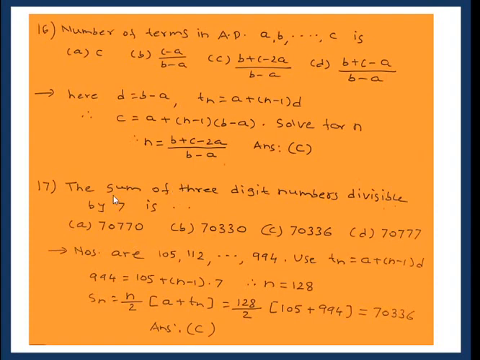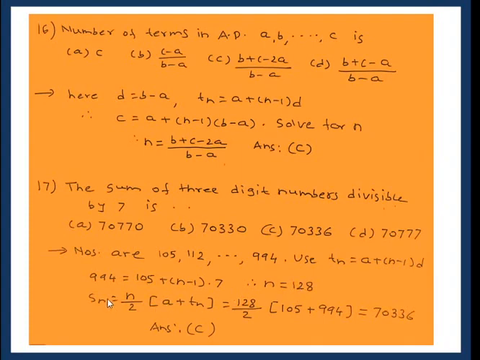The next one: the sum of the 3-digit numbers divisible by 7. Now which is the smallest 3-digit number divisible by 7? It is 105. The next one is 112. The largest 3-digit number divisible by 7 is going to be 994. Now we do not know the total number of numbers, so we go for Tn equal to a plus n minus 1 into d. The nth term is 994, the common difference is 7, and this is the first term. So that gives me n equal to 128.